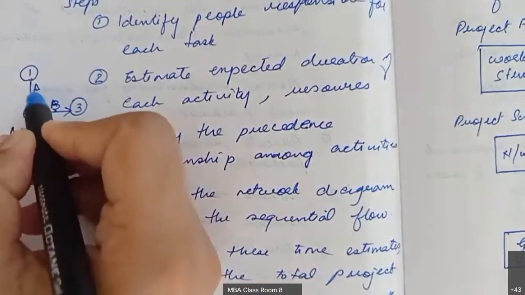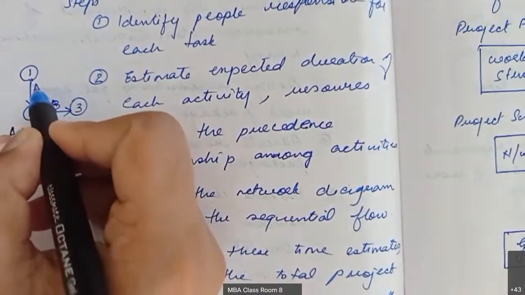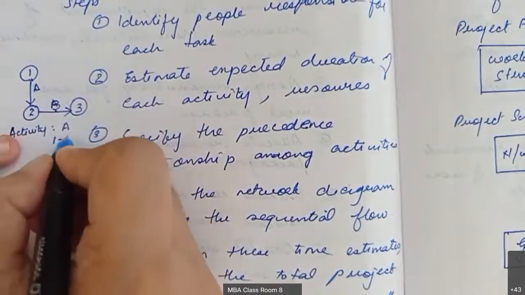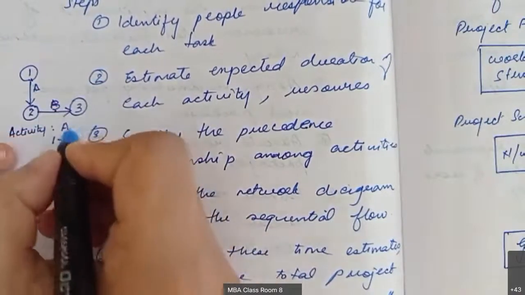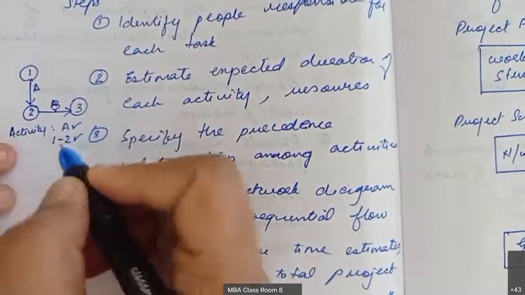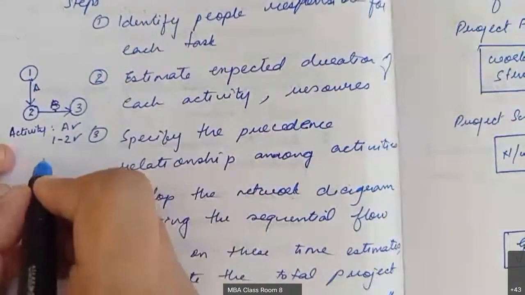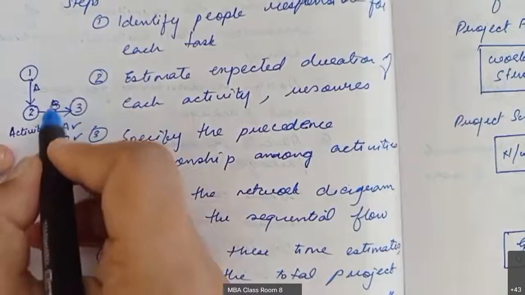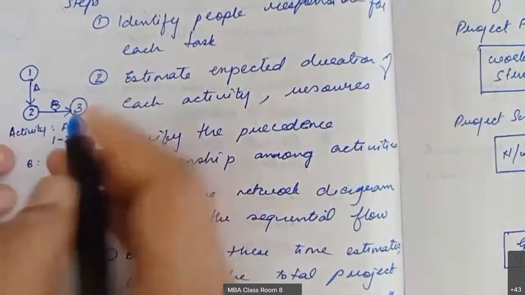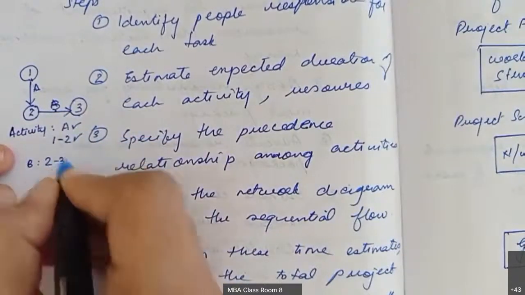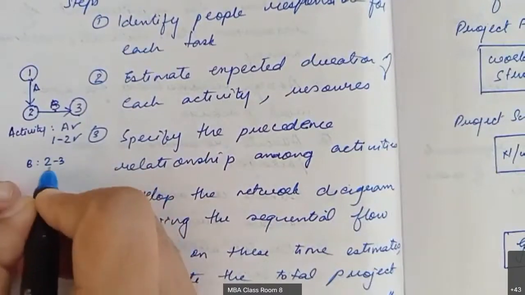The activity that comes in between 1 and 2 is A, right? So you can write it as 1, 2. You can either write it as A or as 1, 2. Now activity B, how will you write it? B, you can write it as 2, 3.